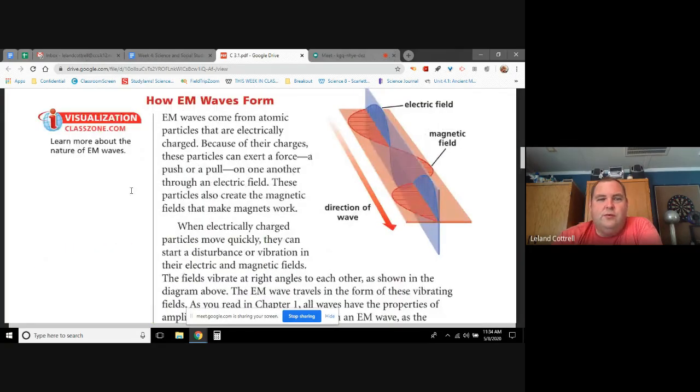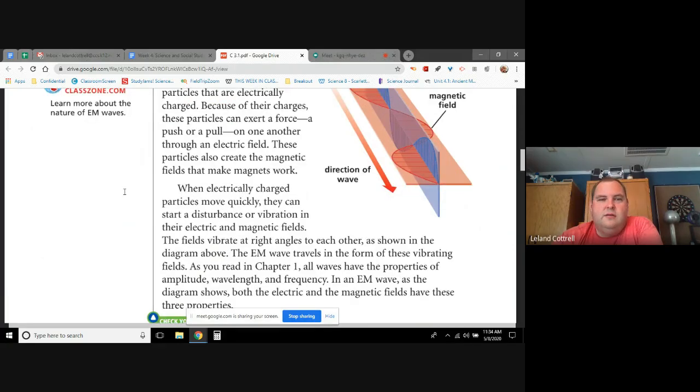How do EM waves form? EM waves come from atomic particles that are electrically charged. Because of their charges, these particles can exert a force, a push or pull, on one another through an electric field. These particles also create the magnetic fields that make magnets work.